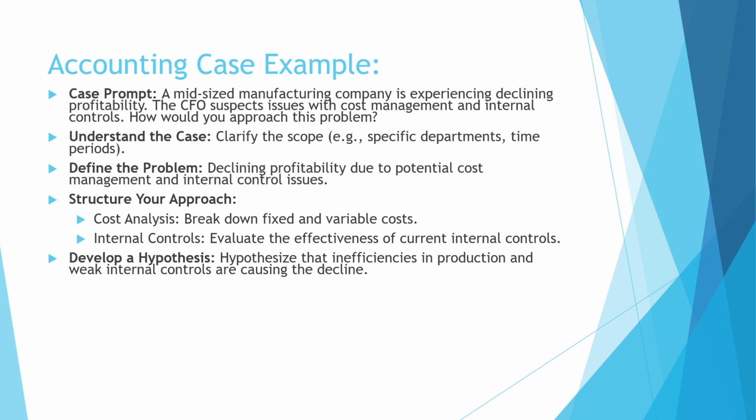Your approach should start with a detailed cost analysis. Break down both fixed and variable costs to spot inefficiencies. Then, evaluate how well internal controls are actually working to catch potential weaknesses. Develop a hypothesis. Are production inefficiencies and weak controls the reason for falling profits? Your next step is to test this theory. Let's see how you'd continue this case.